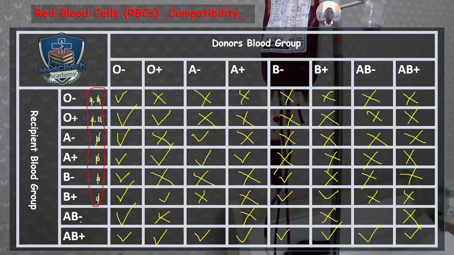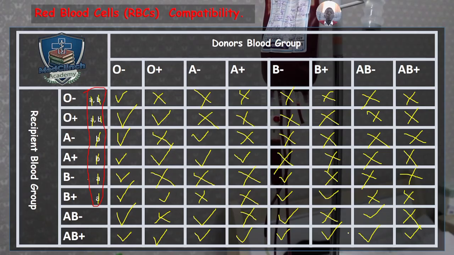Now let's go to the AB negative. AB negative, we know these clans do not have any antibody. So the slots remaining, they can receive blood from the remaining slots. So here is a tick, here is a tick, and here is a tick. So we have used the 4 rules to fill this table.